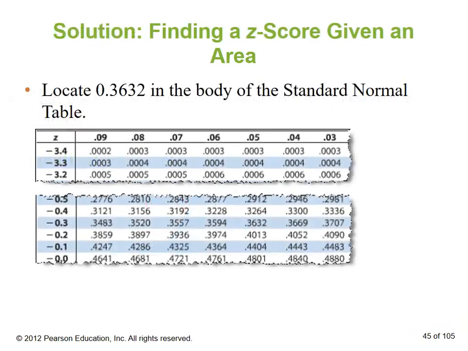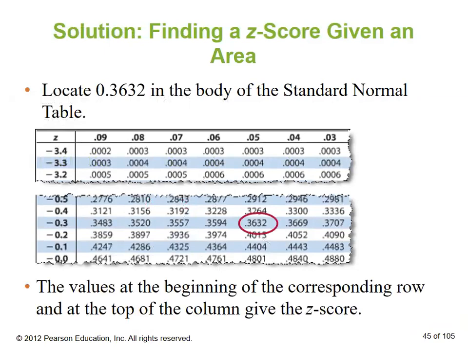So notice what we've got. I'm looking at these, they are 0.2s, 0.3s. My 0.4s start here. So I've got to check through here. Do you see 0.3632? It's right there. So what is the z-score that goes with that? Negative 0.35. Right? Okay. That's exactly how you read it. You would find it in the table, and then you would look for where it goes.